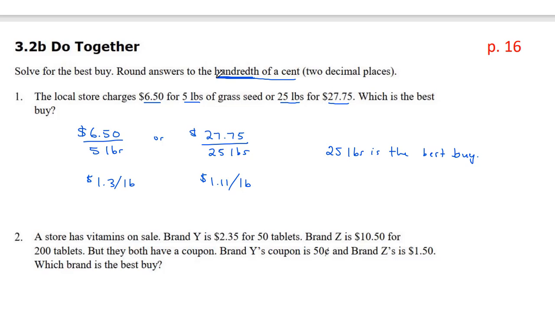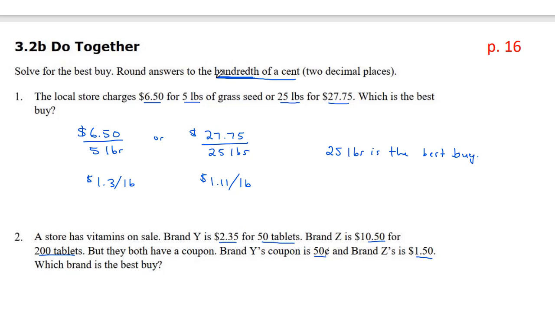For number 2, a store has vitamins on sale. Brand Y is $2.35 for 50 tablets. Brand Z is $10.50 for 200 tablets. So I'm going to underline my key information. But they both have a coupon. Brand Y's coupon is 50 cents and brand Z's is $1.50. Which brand is the best buy?